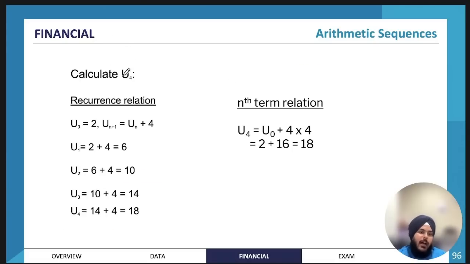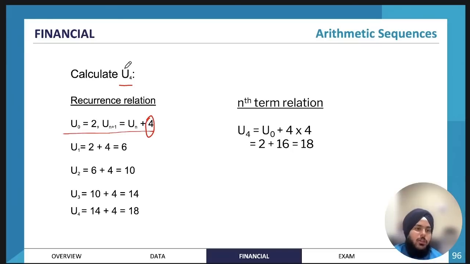So, for example, if we were to ask to determine u4, and this was our equation here, u0 is equal to 2, that's our initial condition. u(n+1) is equal to un plus 4 is our recurrence relation. So our common difference here is 4.